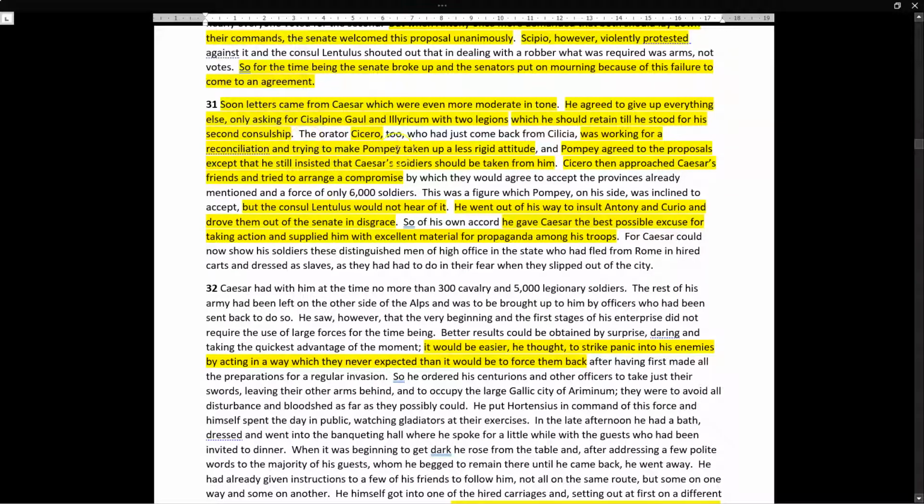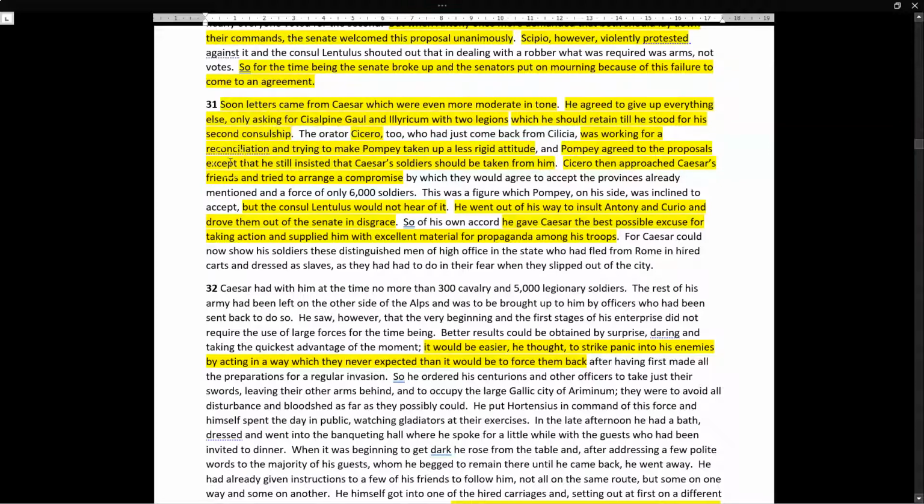Soon letters came from Caesar, which were even more moderate in tone. He agreed to give up everything else, only asking for Cisalpine Gaul and Illyricum with 2 legions, which is mentioned in Suetonius, which he would retain till he stood for his second consulship, so he'd be protected from prosecution.